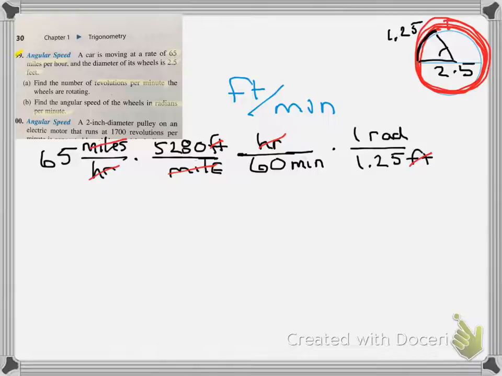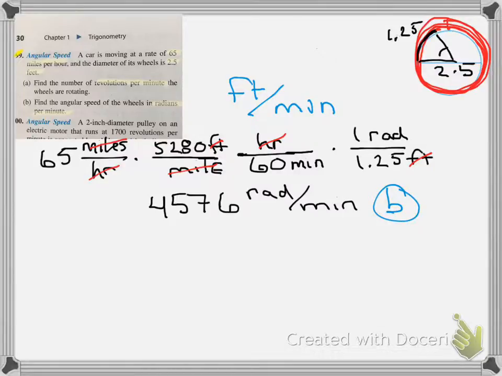I can go ahead and get the value of that quickly. I'm going to do 65 times 5,280, divide by 60, and then divide by 1.25. And that leaves me with 4,576 radians per minute, which is great. So this is the answer to B.